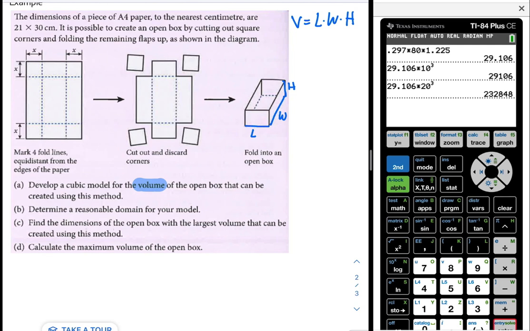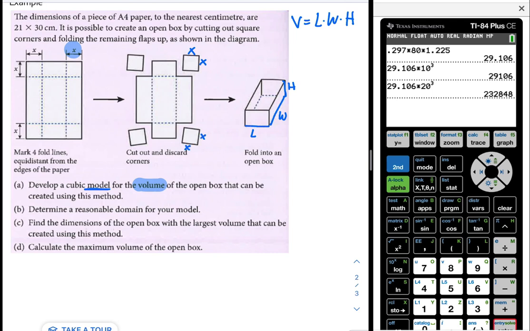Now, in order to create a model, we're always going to need to use one variable. So we're going to have the volume equals, and everything needs to be expressed as one variable. Notice that in this question, they're already introducing a variable to us, this variable x. So each of these squares that are removed are of size x by x.